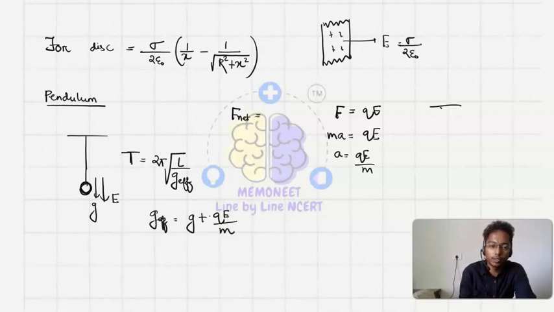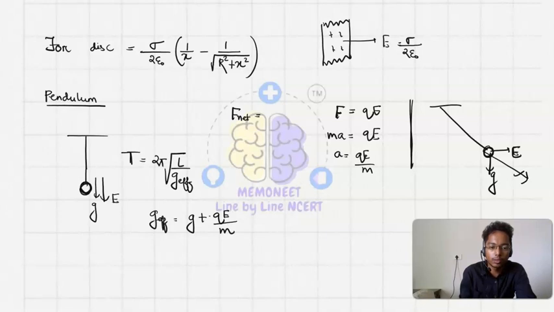Let's say we have here another bob like this. Okay, at this position we need to find out the time period. So okay, let's say we have the electric source from here, and electric field will be in this direction, and gravitational force will be in this direction. Okay, so the resultant will come in this direction, that is the resultant between the g and E.